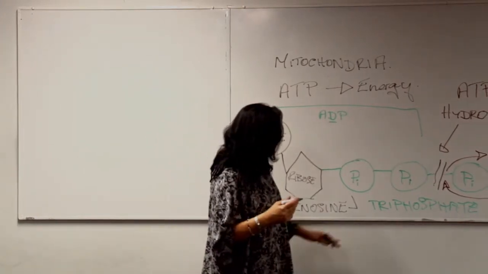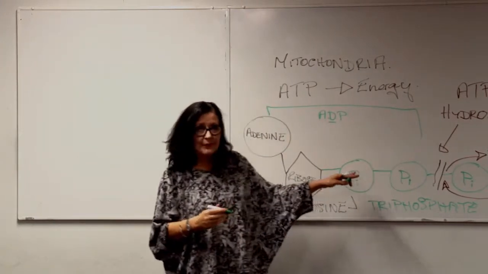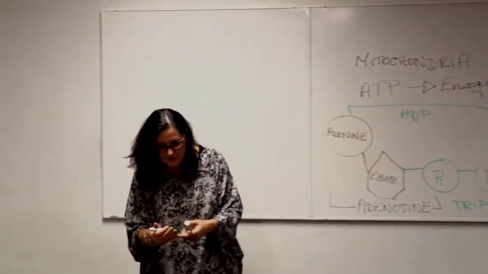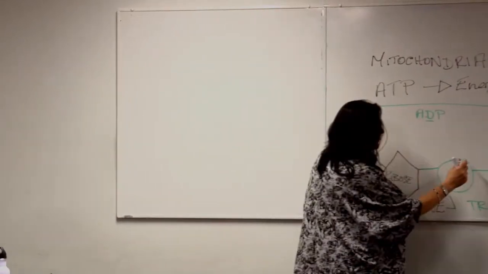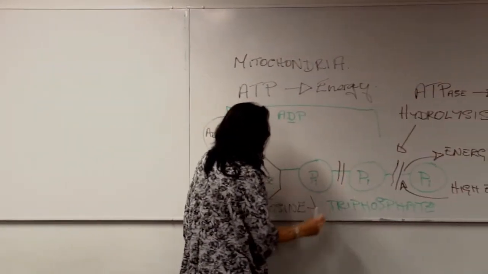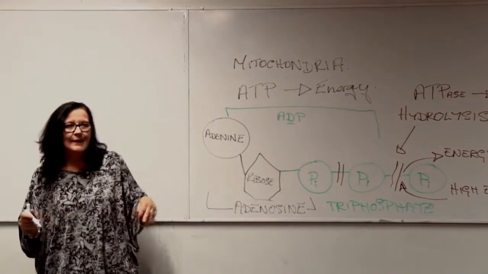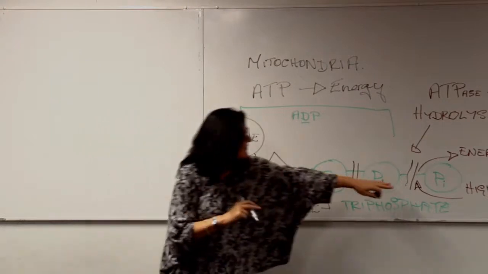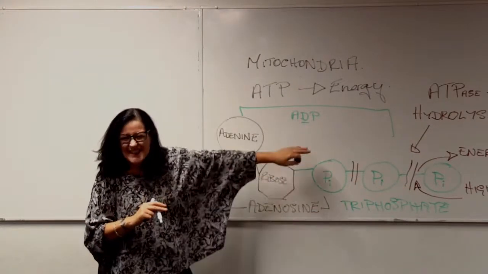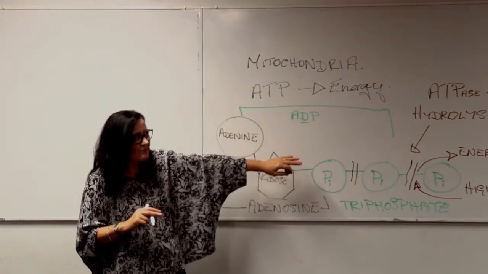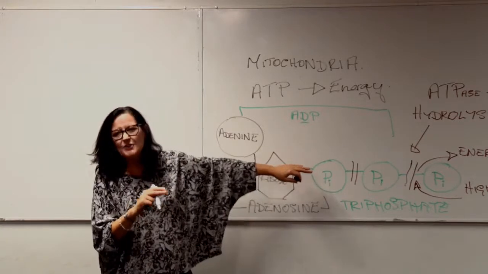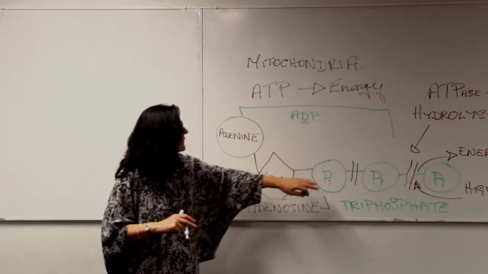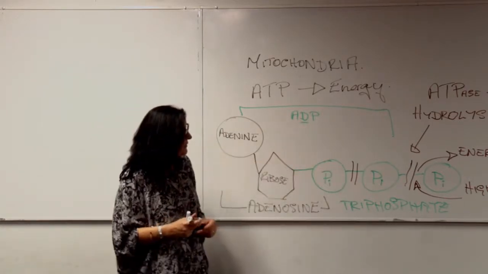Now, we could go on and break this bond too. We could hydrolyze this bond to release more energy. But actually, as we get closer, the energy drops. So this is a really high energy bond. This isn't quite so good. So at this point, our battery's starting to run a bit flat. So we don't get so much energy from that one.